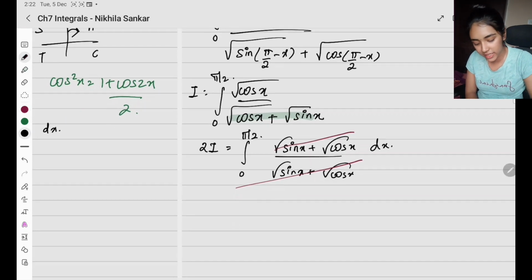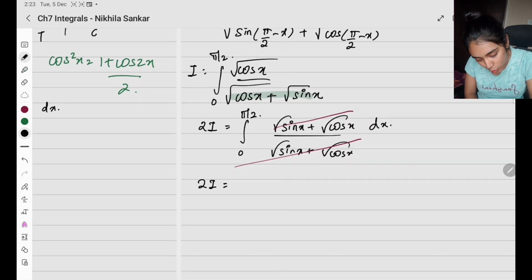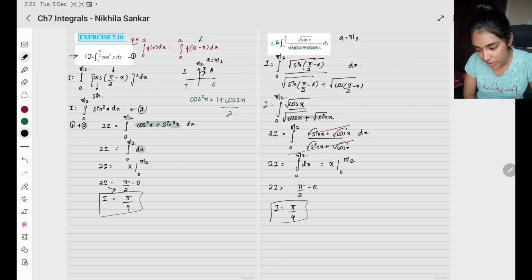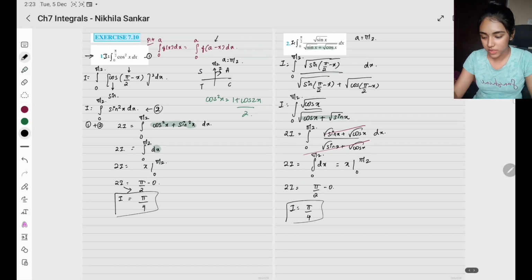So now again the integral has become very simple. So I have 2I equals integral of dx, which is going to be x from 0 to pi by 2. So then I get 2I equals pi by 2 minus 0. So I equals pi divided by 4 again. Okay? Please copy. So questions become simple like this.